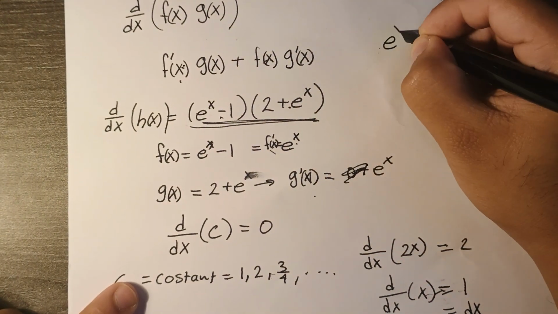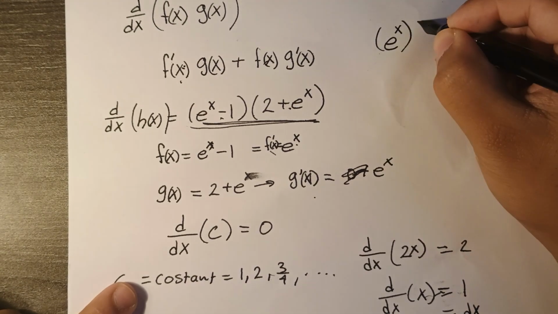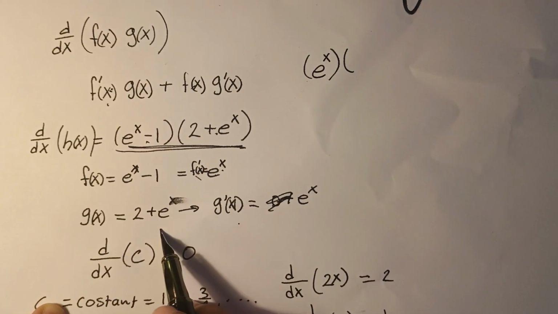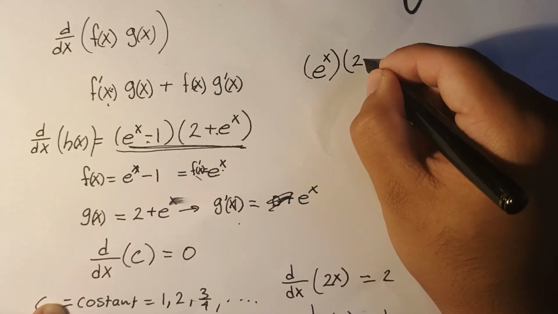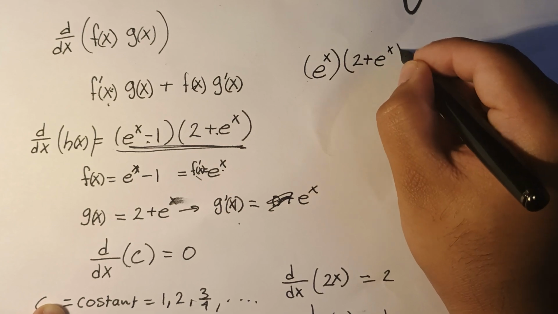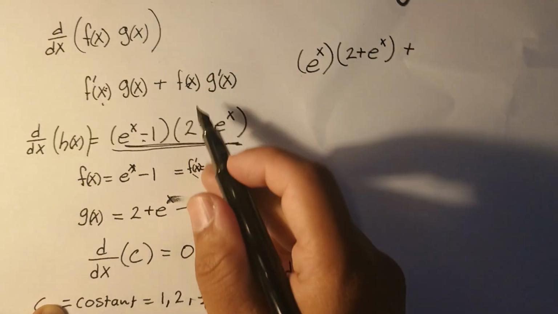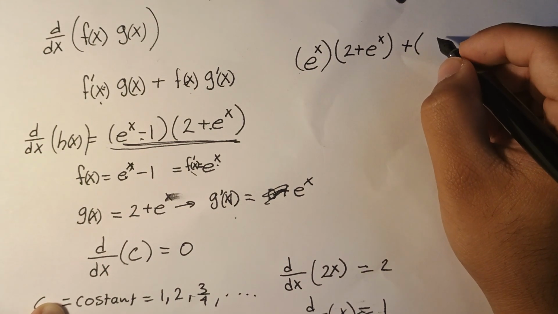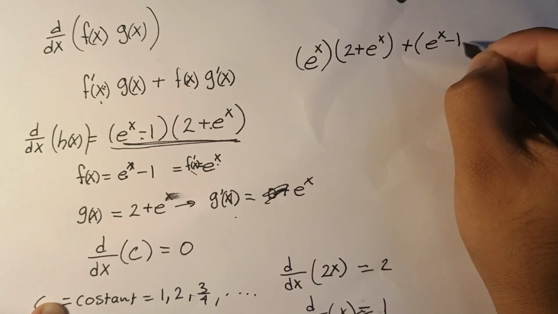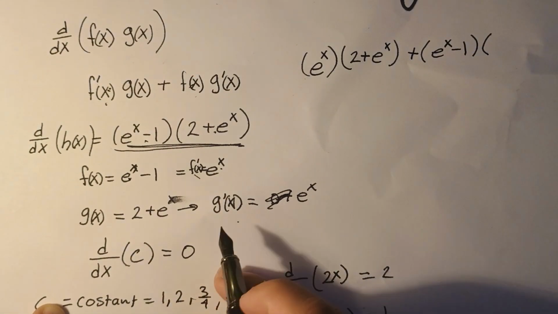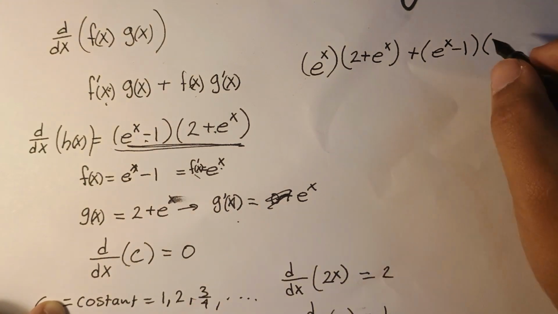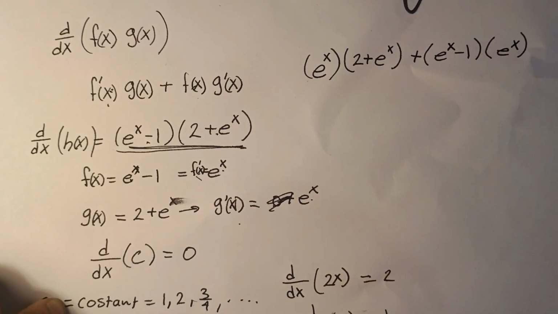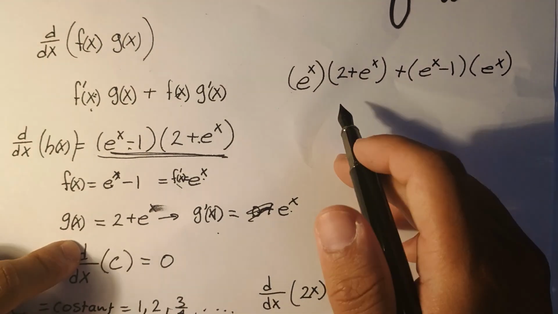So we're going to have e to the x times g by itself, which is right here. So let's just put that in there. Now plus, now we need f, which is this, multiplied by this g prime, which is just e to the x. Now you can leave it like this, it's the right answer, but we're going to simplify it.